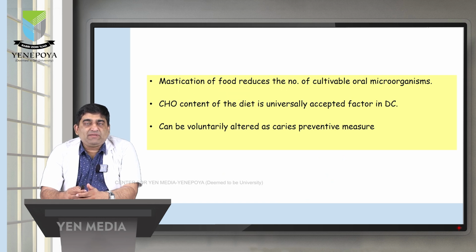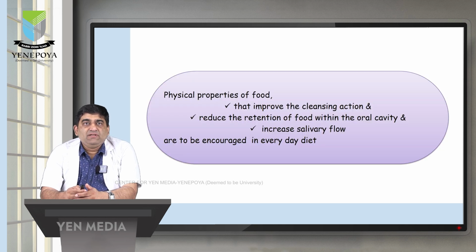Mastication of food reduces the number of cultivable oral microorganisms. Carbohydrate content of the diet is a universally accepted factor in the causation of dental caries, and can be voluntarily altered as a caries preventive measure. The physical properties of food are: the foods that improve the cleansing action decrease caries. The foods that reduce the retention of food within the oral cavity and increase the salivary flow have to be encouraged in an everyday diet.